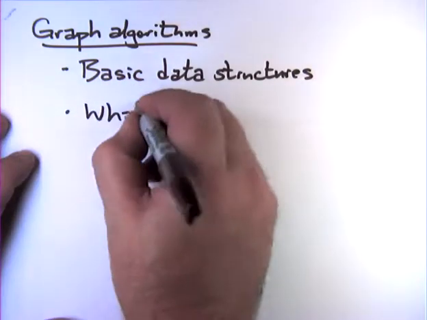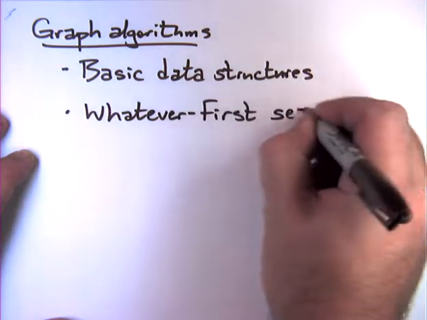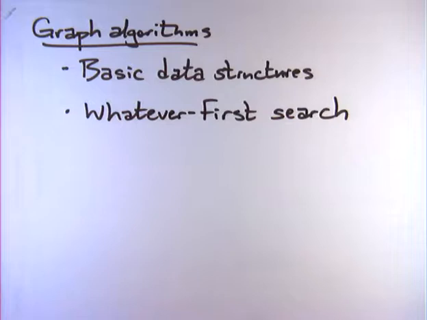Then there's whatever-first search. You put one of the vertices into a bag, and then as long as the bag isn't empty, you take a vertex out of the bag, and if you haven't seen that vertex before, you pull all its neighbors into the bag. Okay? Whatever-first search is good for basically traversing an entire component of a graph. If you put a little wrapper function around it, you can figure out how many components the graph has.